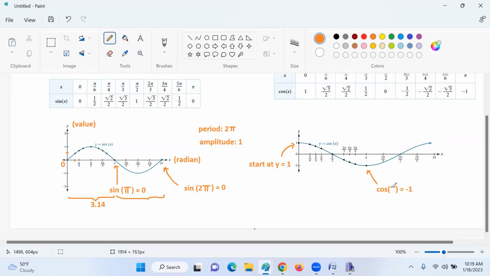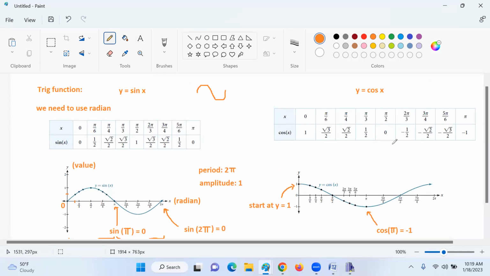And then it's going to reach 0, so this is 1 period. The 1 period is 2 pi. So a quarter of that is going to reach 0, another quarter is going to reach the lowest point, another quarter is going to reach 0, and then another quarter is going to reach back to 1. Okay, so the cosine function should go like this.